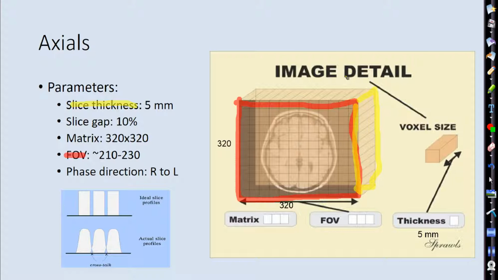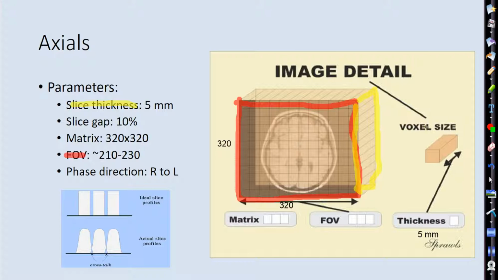That's our slice thickness. Slice thickness is determined by transmit bandwidth. Field of view is determined by frequency encoding direction. And the number of pixels is determined by our phase encoding direction. Okay?